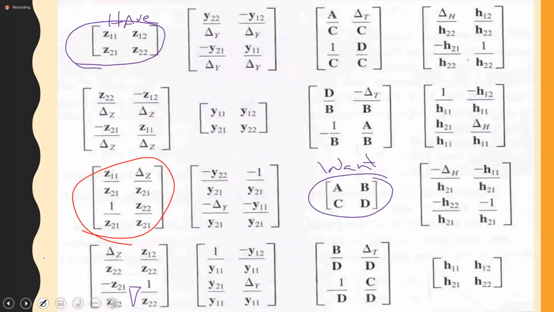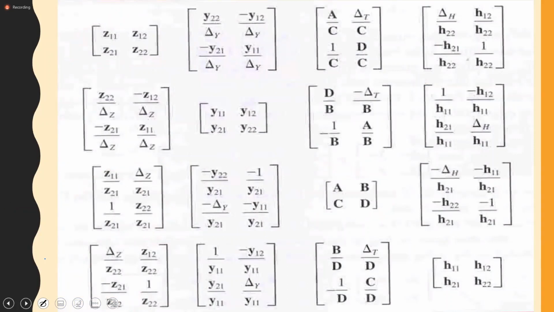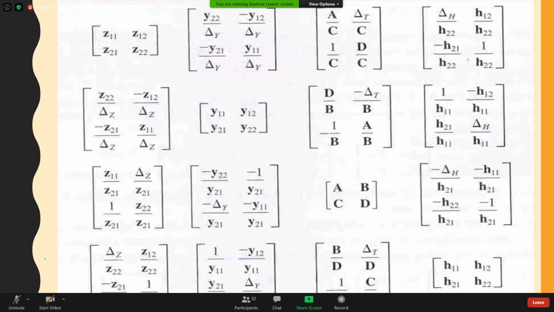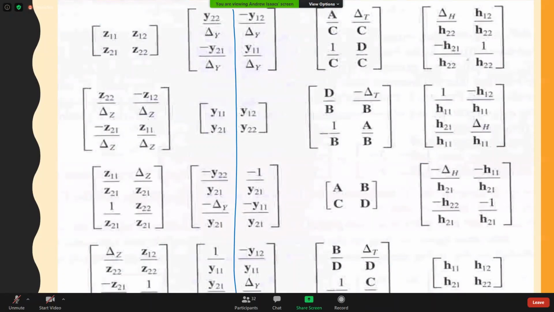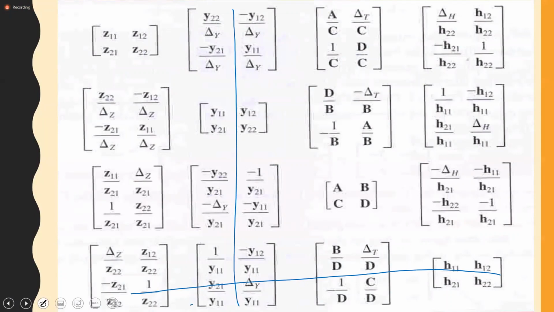So I go back to my matrix. What is it that I have? What am I converting from? From Y, sir. So in what direction do I go? Vertical. So I'm in this plane. What do I want? H. So I go horizontal. So this is the matrix we're going to use. So you can just write down that matrix.